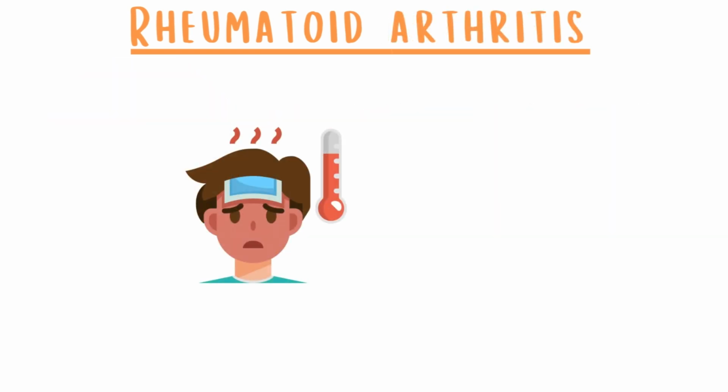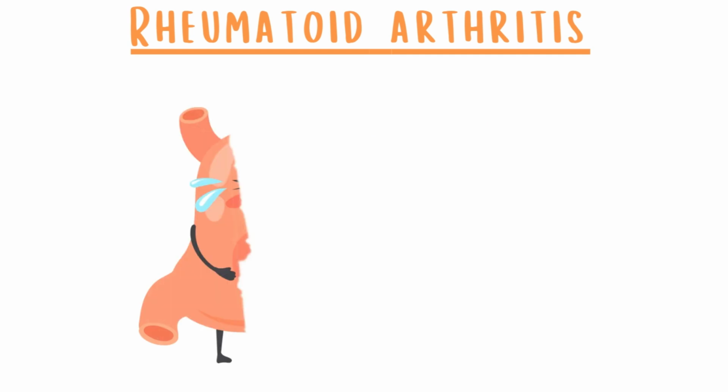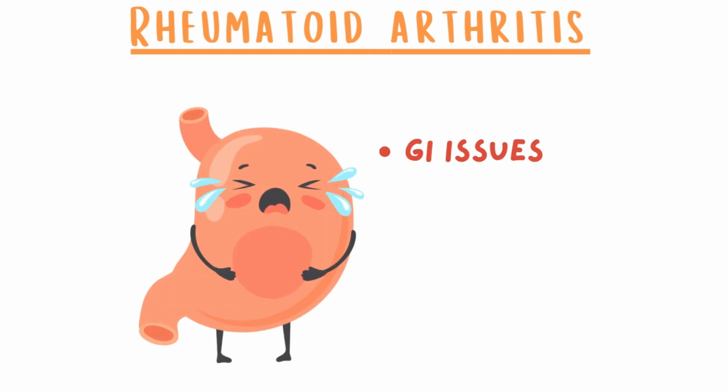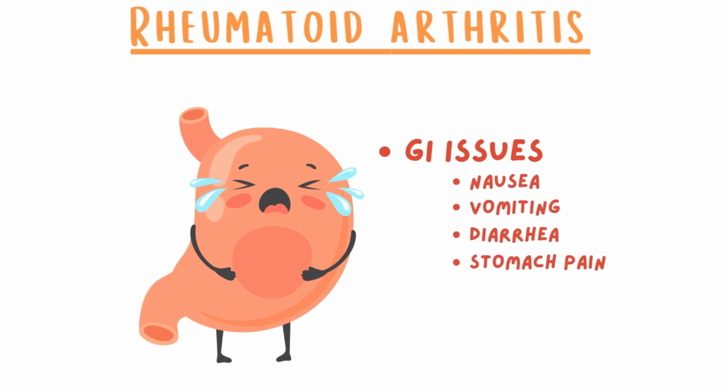Now, with those DMARDs for RA, you are the first line of defense. The number one biggest risk for your patient is infection. These drugs tank the immune system. So your patient is a sitting duck. You also have to teach them the signs of infection. In general, DMARDs can also cause GI issues like nausea, vomiting, diarrhea, and stomach pain.